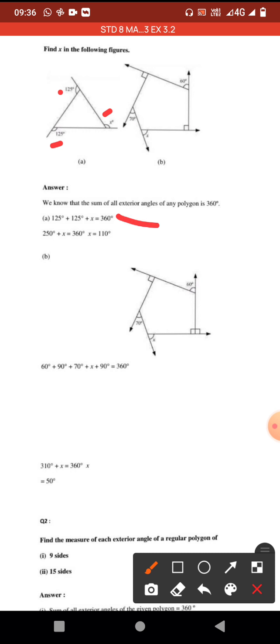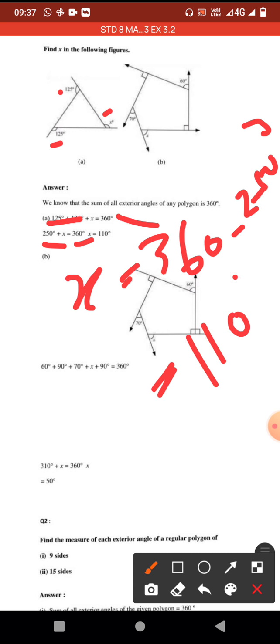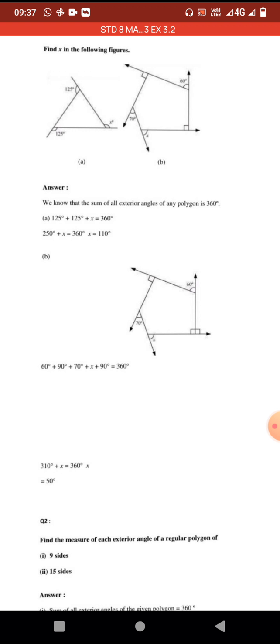Now what will be there? 125 plus 125 is how much? That is 250 degrees. So 250 degrees plus x equals 360 degrees. Therefore x equals 360 degrees minus 250 degrees. So what will be the answer? That is 110 degrees. So we got the value of x. x equals 110 degrees. Okay students, question B, do it yourself. Now go to question number 2.